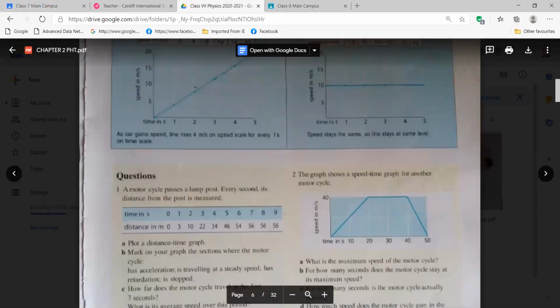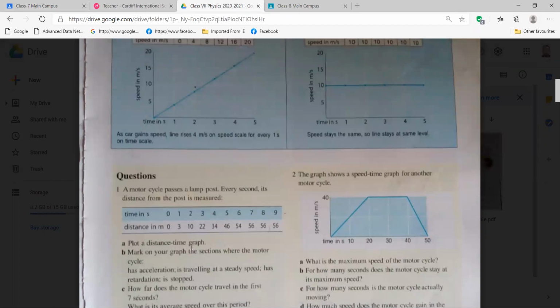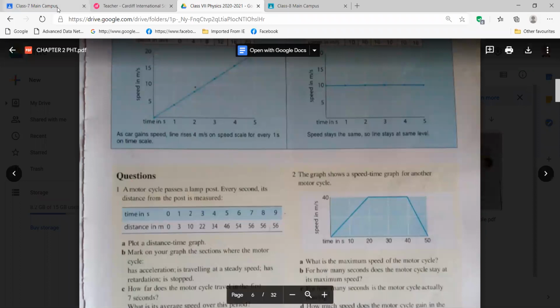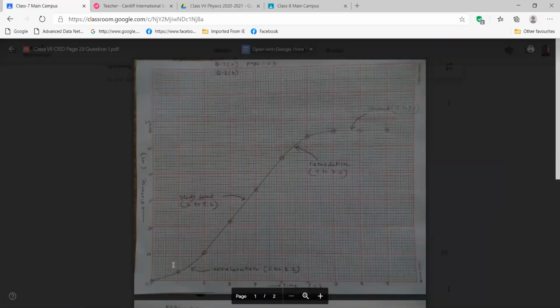They told us to plot a distance time graph. When we got the points, I found that this one is 0, then we are getting 3, then this one is 10, right? That means with time my distance is increasing. For each second the distance is increasing. That means we are having here a curved line that is showing us acceleration, right? Is it clear?